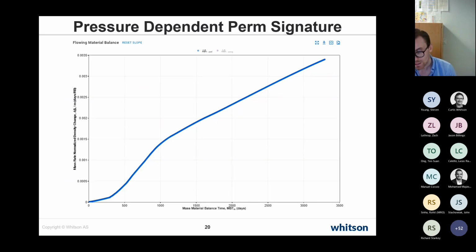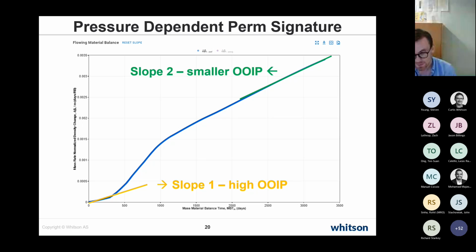What should be emphasized, though, like the other extreme, or the question also from Zach about pressure-dependent permeability, is that it will have a very similar signature on the multi-phase FMB plot: a first slope that suggests a high OIP and a smaller slope that will come late time. So the shape will be similar, but eventually, with the pressure-dependent perm, you should come onto the correct slope late in time, which you didn't see in the field data from Stephen. But just remember that the shape will be the same.